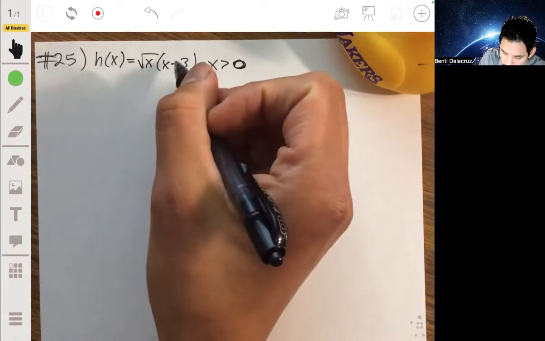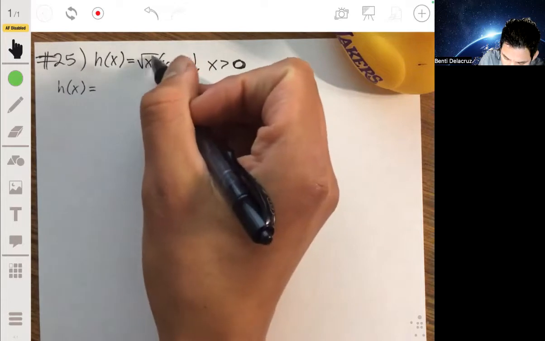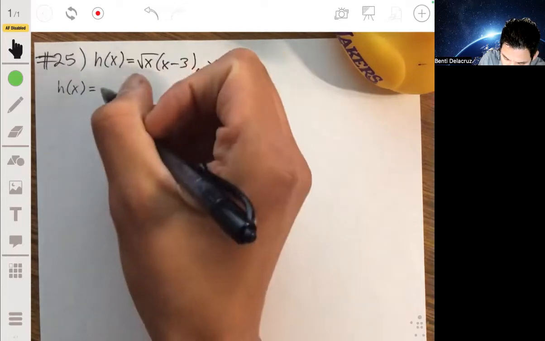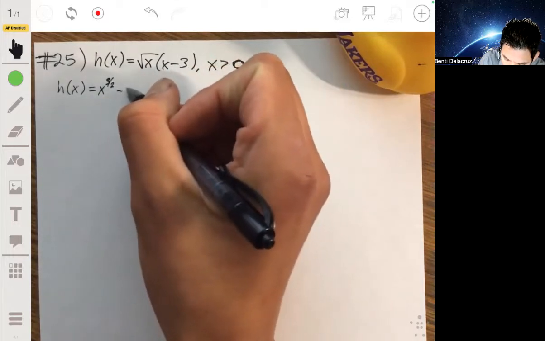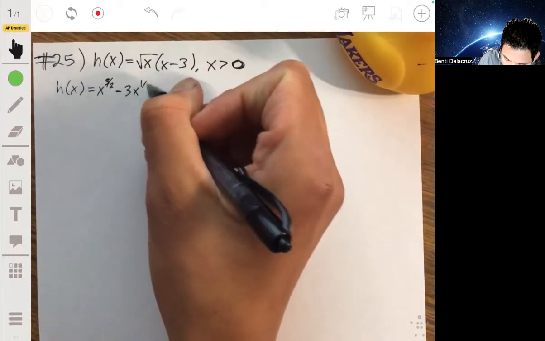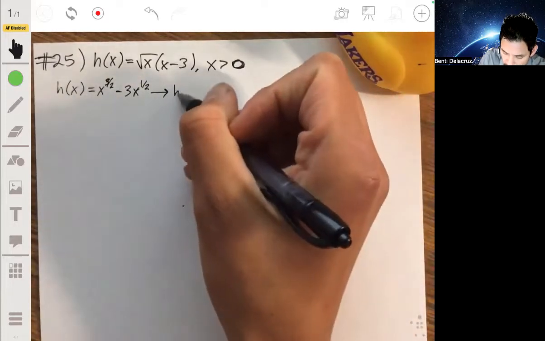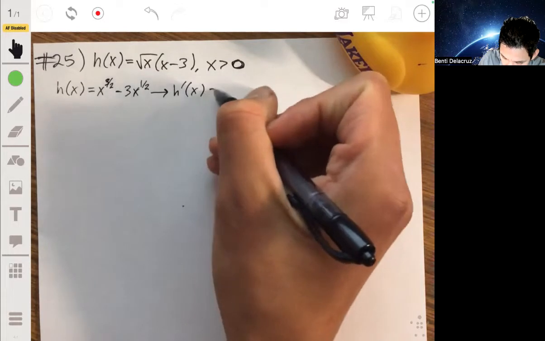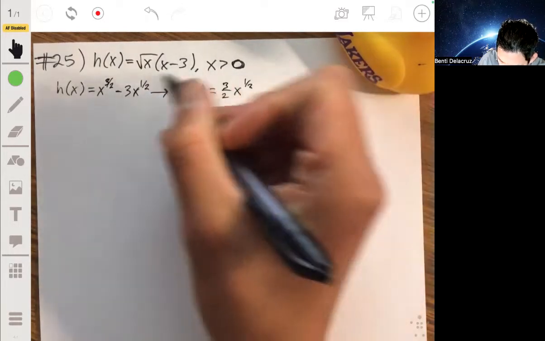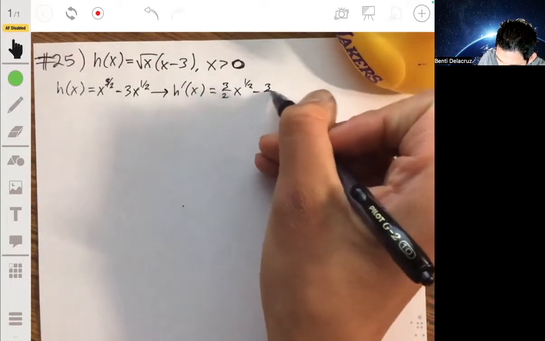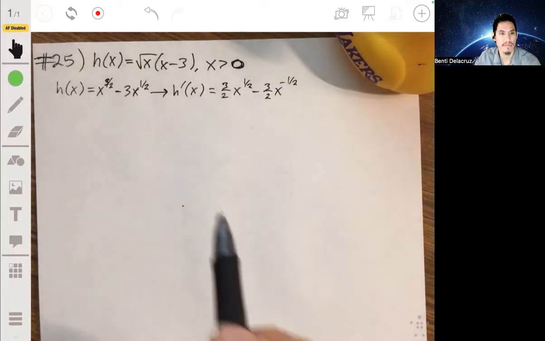I'm going to rewrite this actually. Remember, this is x to the 1/2. So x to the 1/2 times x will just be x to the 3/2, minus 3 x to the 1/2. We'll see if this is easier to differentiate. So h prime of x will then be 3/2 x to the 1/2, minus 3/2 x to the negative 1/2. This is the power rule.